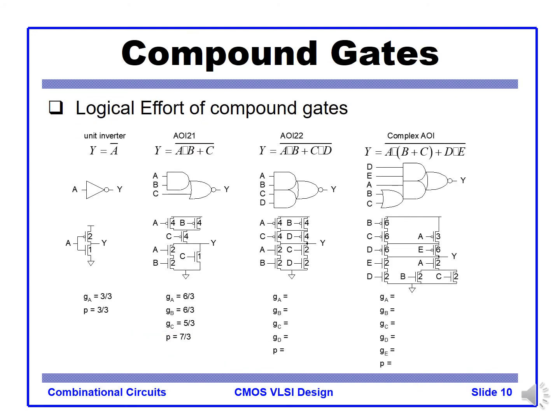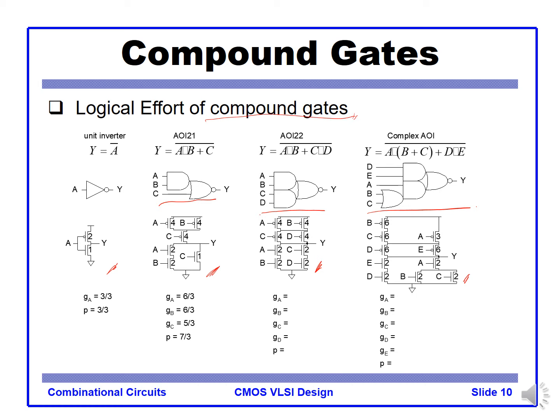So compound gates we can construct like these. For example, AOI 2-1, we have a 2 input AND and 1 input OR gate and inversion. And also we have AOI 2-2 and more complicated logic. So for the inverter and compound gate example we have, such complicated logic can be implemented in one stage, which is called the compound gate, right?